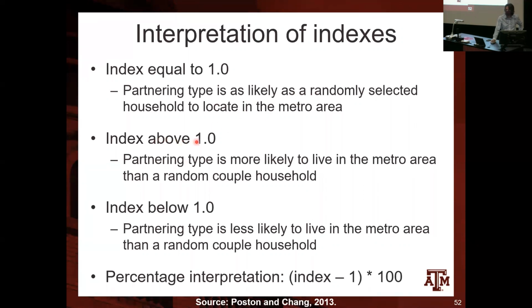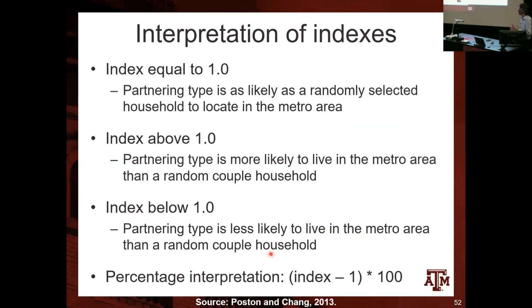If the index is above 1, the partner type is more likely to live in the metropolitan area than in a random couple household. I'm saying that there is more concentration of that type of partnering in that specific metropolitan area than a random couple that I could find in those areas. If the index is below 1, the partnering type is less likely to live in the metropolitan area than a random couple household.